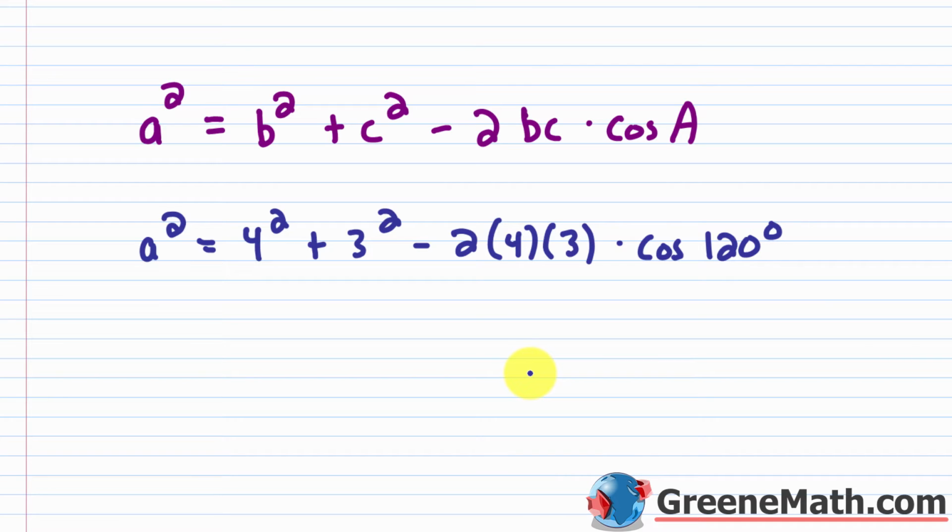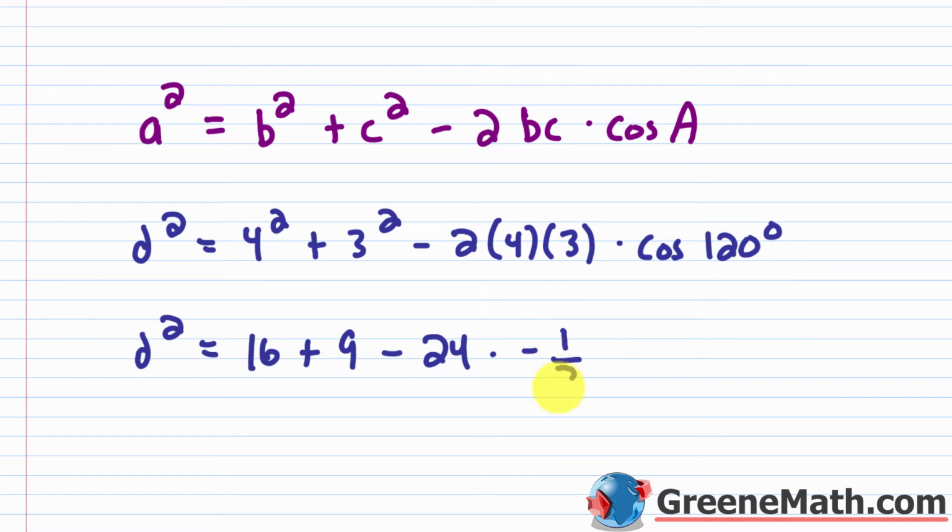So once you get it to this point, you're just simplifying. You can replace a with d, okay, because you're trying to find the distance between the two. Doesn't matter, it's just a letter. So I'll say that basically my d squared is equal to 4 squared is 16, then plus 3 squared is 9, then minus 2 times 4, which is 8, times 3, which is 24, and then multiplied by the cosine of 120 degrees. Again, that's going to be in quadrant 2. You have a 60-degree reference angle. So cosine of 60 degrees is a half, so cosine of 120 degrees would be negative 1/2, okay?